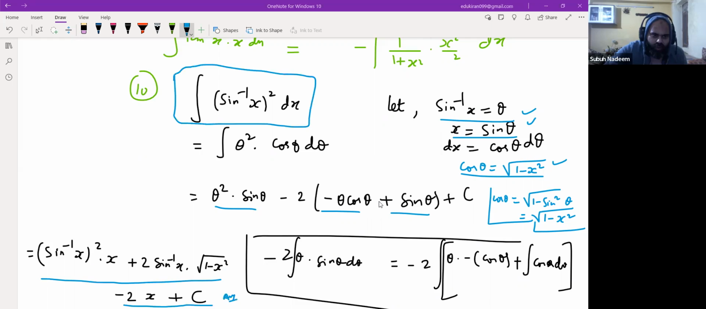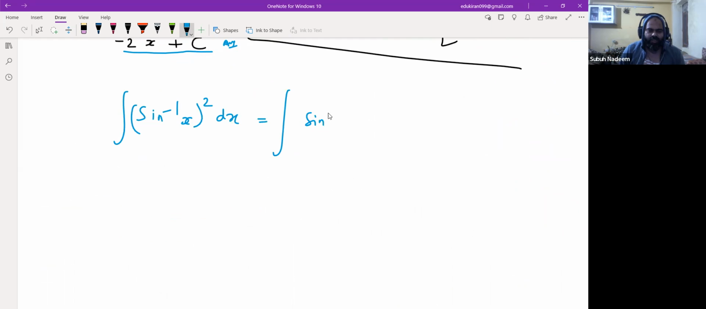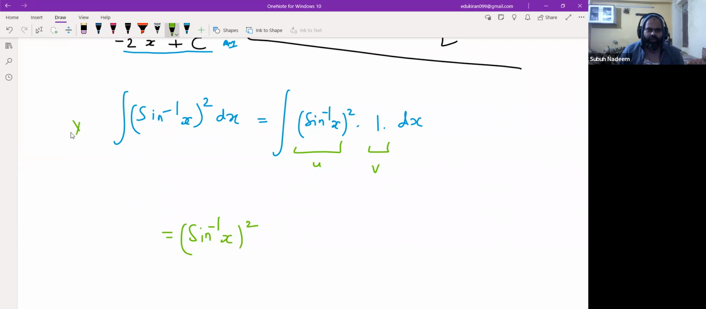Now, another way to approach the same question: this is the integral of sine inverse x whole square dx. You can take sine inverse x whole square into 1 dx. 1 is always multiplied to anything, so you can take this as the first function and this as the second function. I'm not doing the whole step because by substitution we have already done it. I'm just telling you a way through which you can also do this.